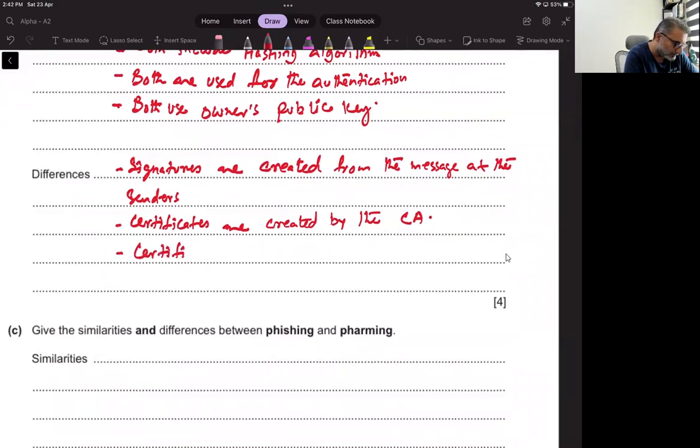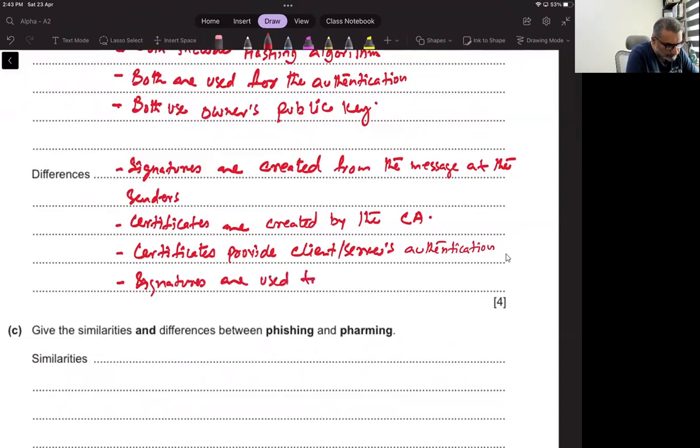Certificates provide client and server authentication, whereas signatures are used to authenticate messages.